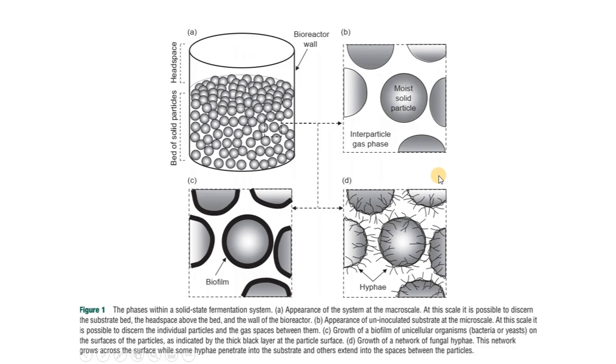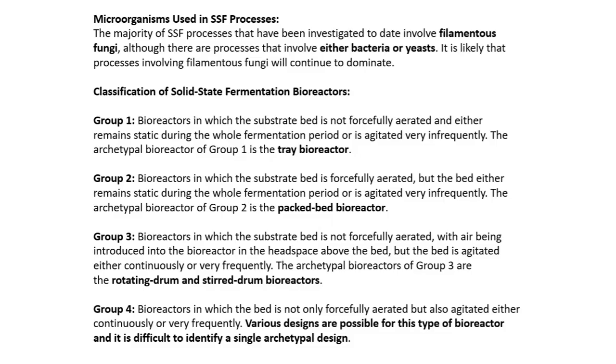So this is the overall outline of how the fermenter vessel will be and how it may be used for the cultivation of bacteria and yeast, and at the same time for the growth of fungus. Next, coming to the third slide, that is microorganisms used in solid state fermentation process.